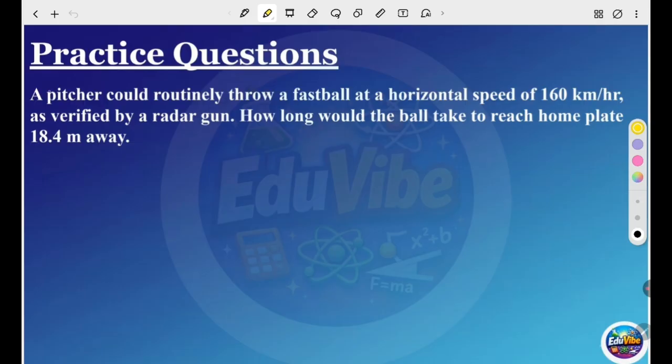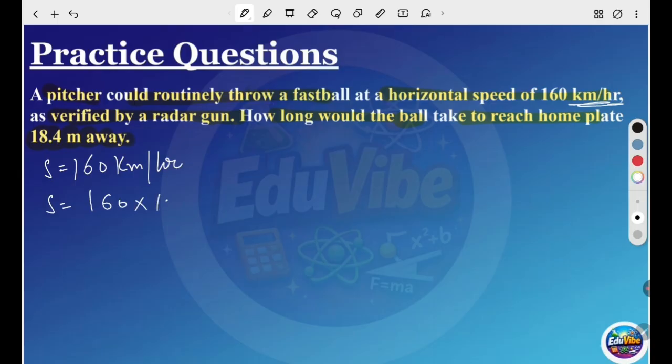It says that the pitcher could throw a fastball at a horizontal speed of 160 km per hour, as verified by the radar gun. How long would the ball take to reach home plate, which is 18.4 meters away? In this question, we have a speed of 160 kilometers per hour. We need the speed in meters per second, so we have to convert it. To convert this, we do 160 multiplied by 1000 divided by 3600.